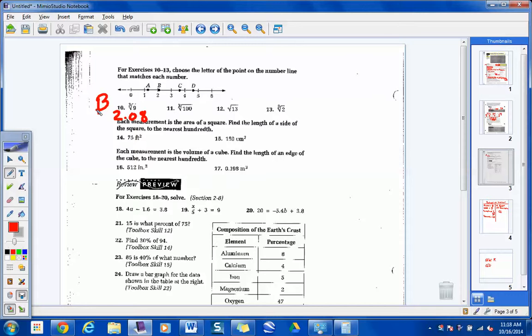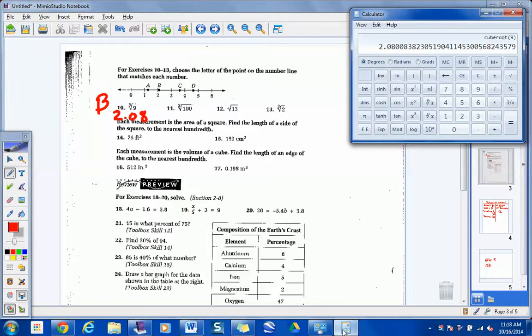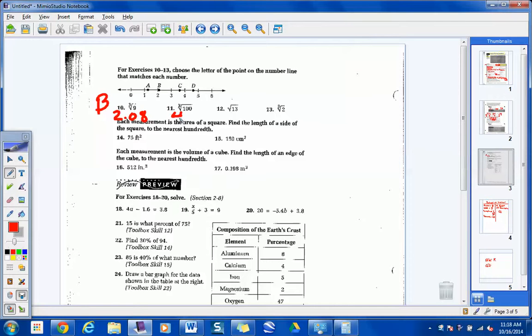The cube root of 100. Isn't 2.08 going to be right about here, gang, on that number line? Give me some sort of sign that you're alive right now. Okay, so the cube root of 100, you said, is how much? 4.64, I agree. So which letter is that going to match? D.